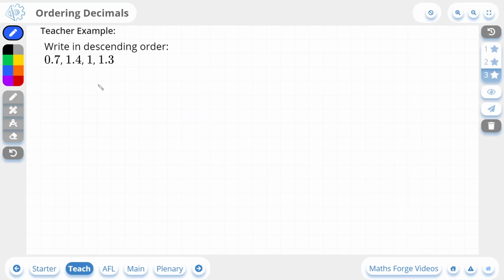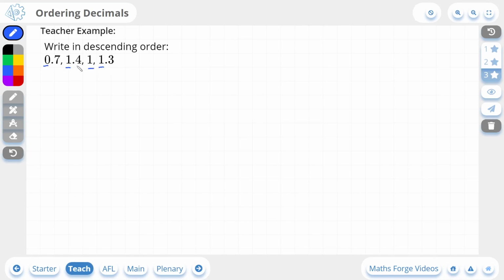Let's go ahead and do a 3-star example. We're being asked to write in descending order, which means the largest first and the smallest last. Just as before, if we take a look at the leftmost column, here's the units column, and they all have numbers in the units column. We want the largest number first, and these three numbers here all have 1s in their units, where this number here has a 0, so these three must be larger.